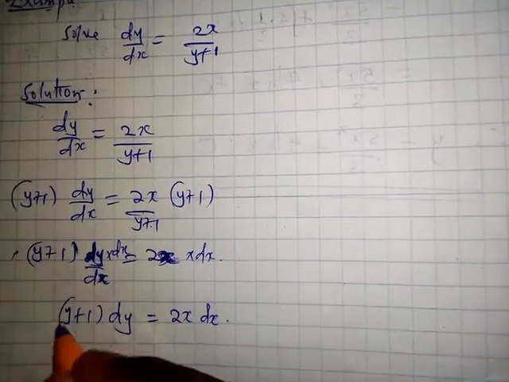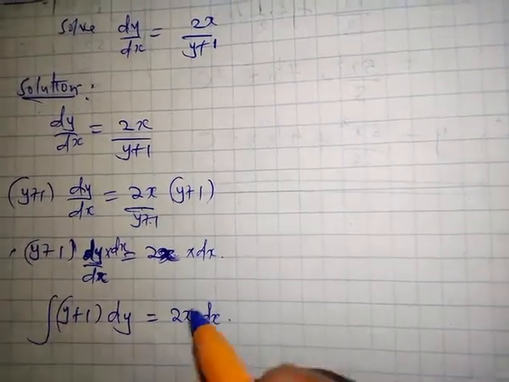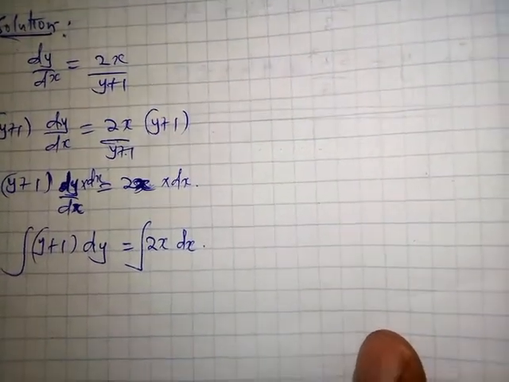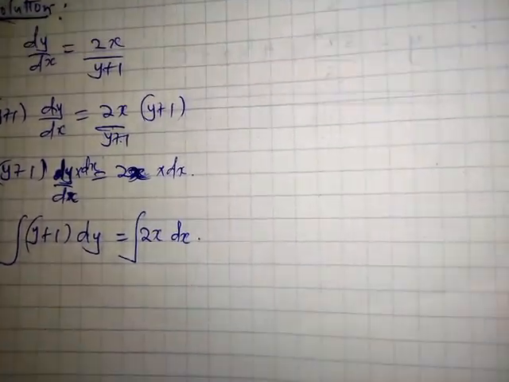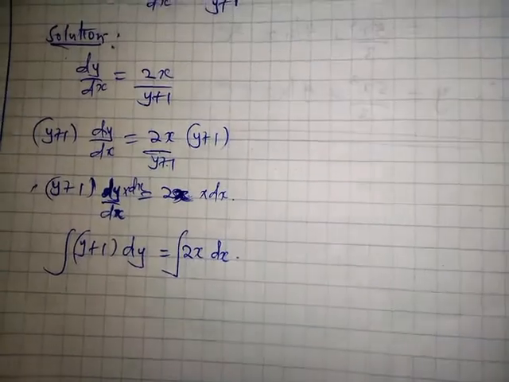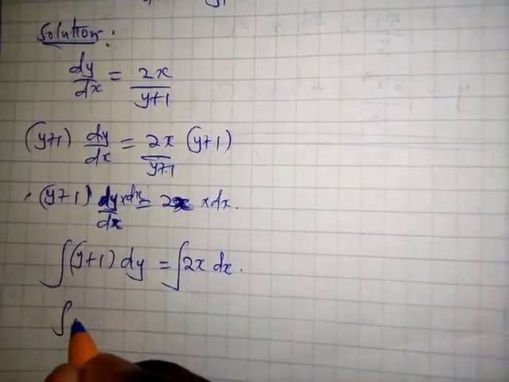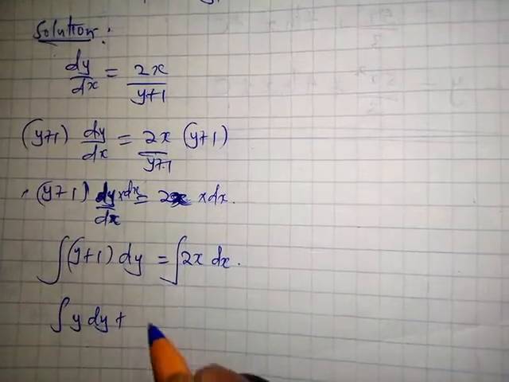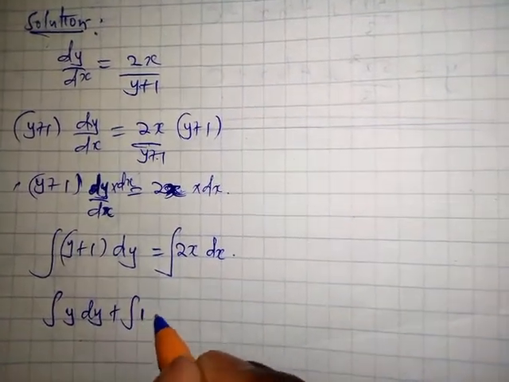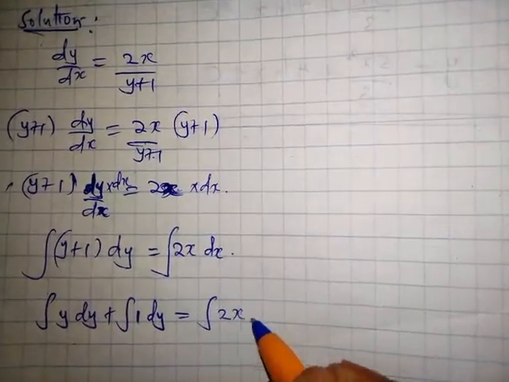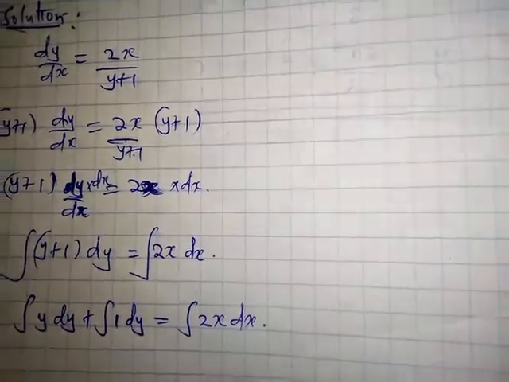So we integrate both sides of the equation, and therefore this can also be written as the integral of y dy plus the integral of 1 dy is equal to the integral of 2x dx.